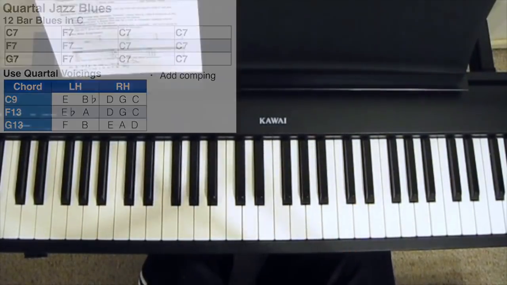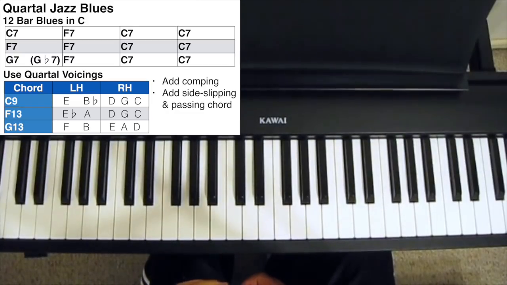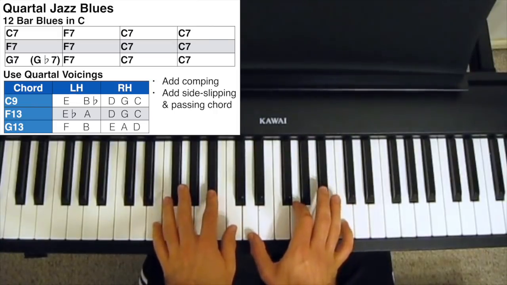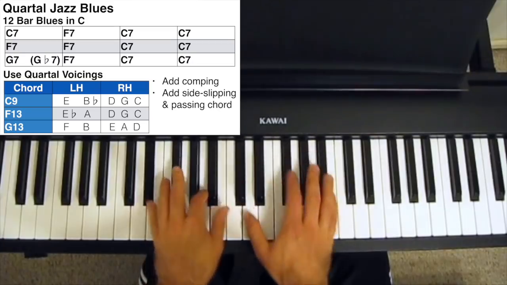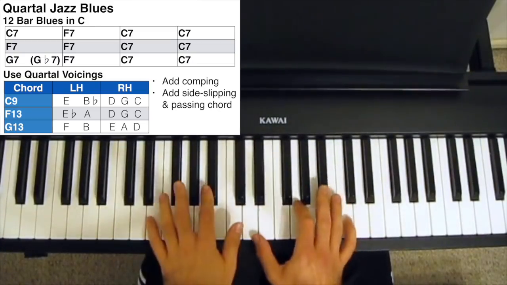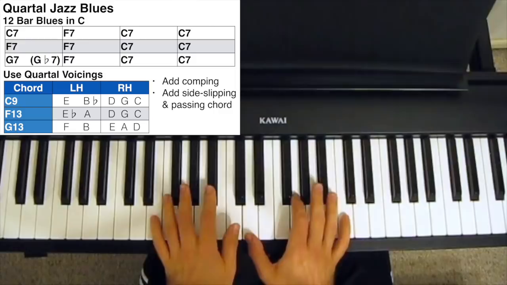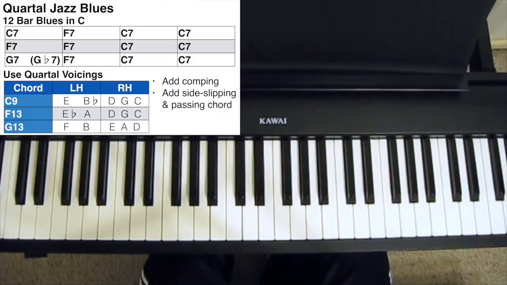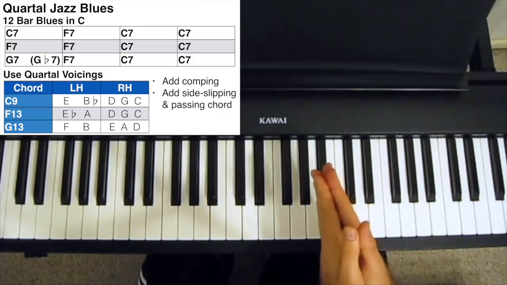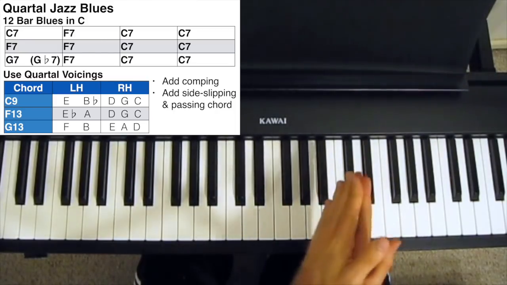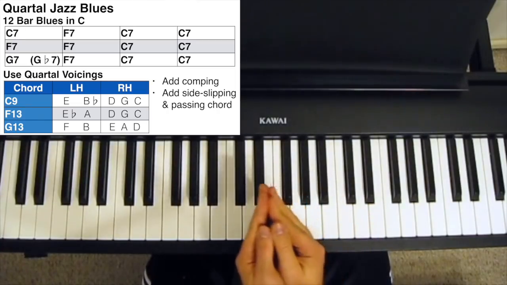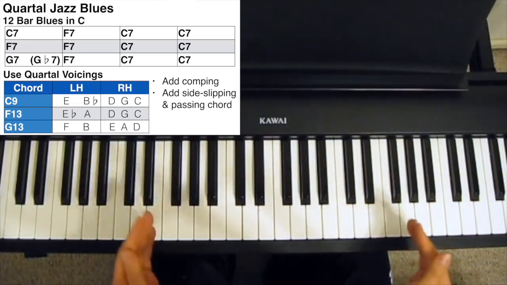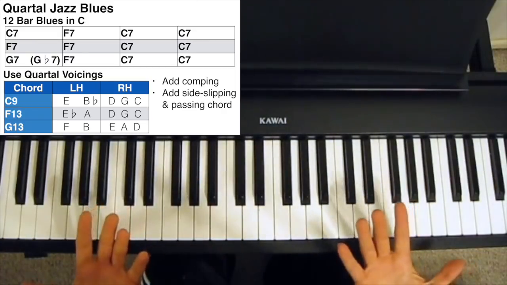Cool, nice and easy. Next, we're going to introduce side-slipping and a chromatic passing chord. Now, side-slipping is literally that. You take the chord, and then you slip to the side by one semitone, and then slip back. You can do that down or up. So you're literally just playing the chord, slipping to the side by one semitone, and then slipping back. And we're going to do that side slipping over chords that span 2 bars, because we just have a little bit more time to insert that side slipping.